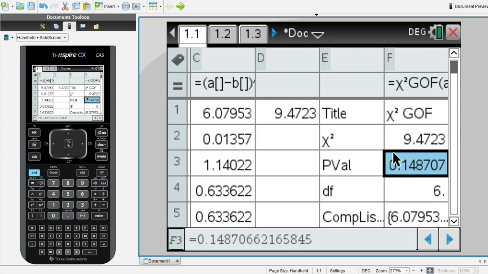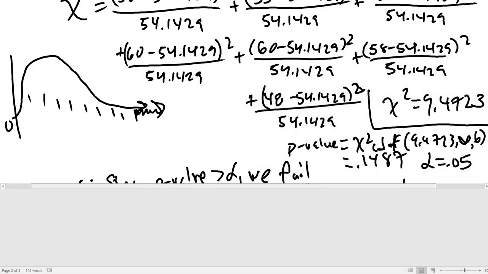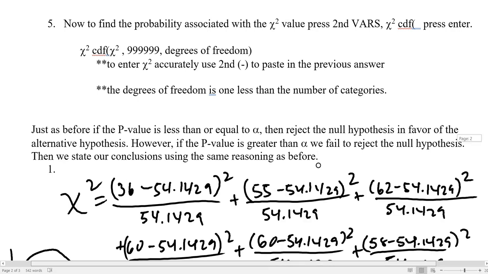So this is actually pretty fancy. It's kind of nice that it does that. And what's amazing is it does what? It takes every observed, expected, squares them, divides them, adds them, calculates the p-value, and spits out the display in less than a second. I think that's pretty fancy. Alright, so let's try again. Let's do another example.